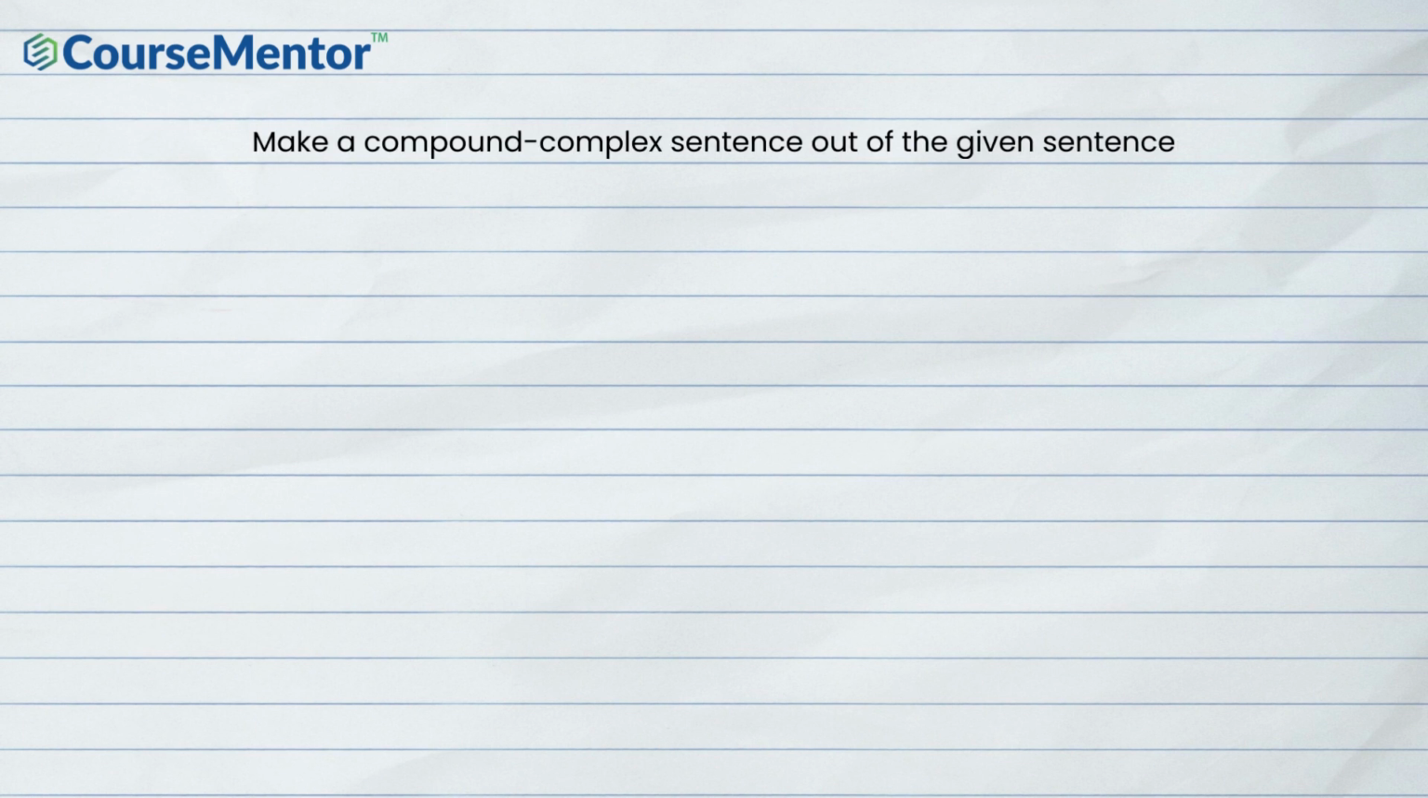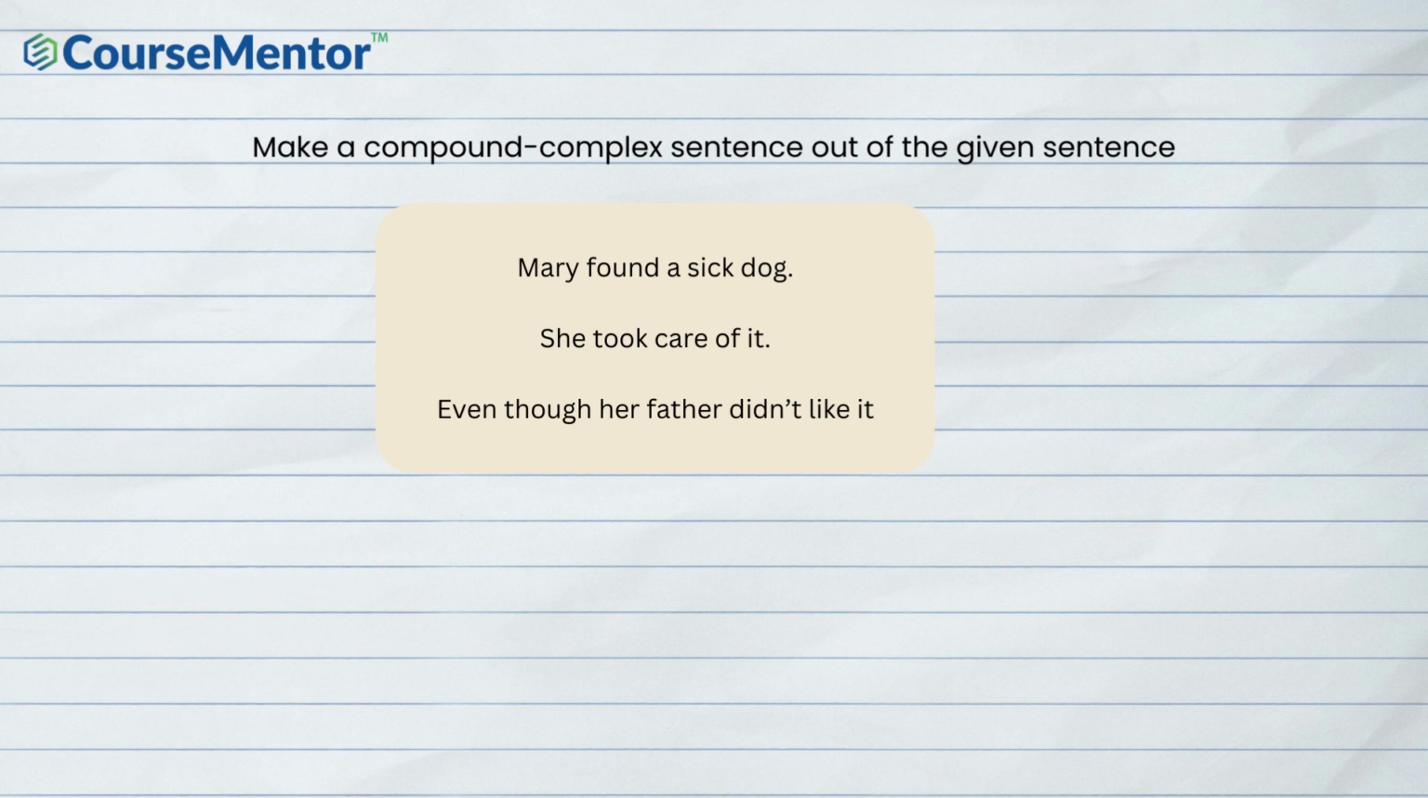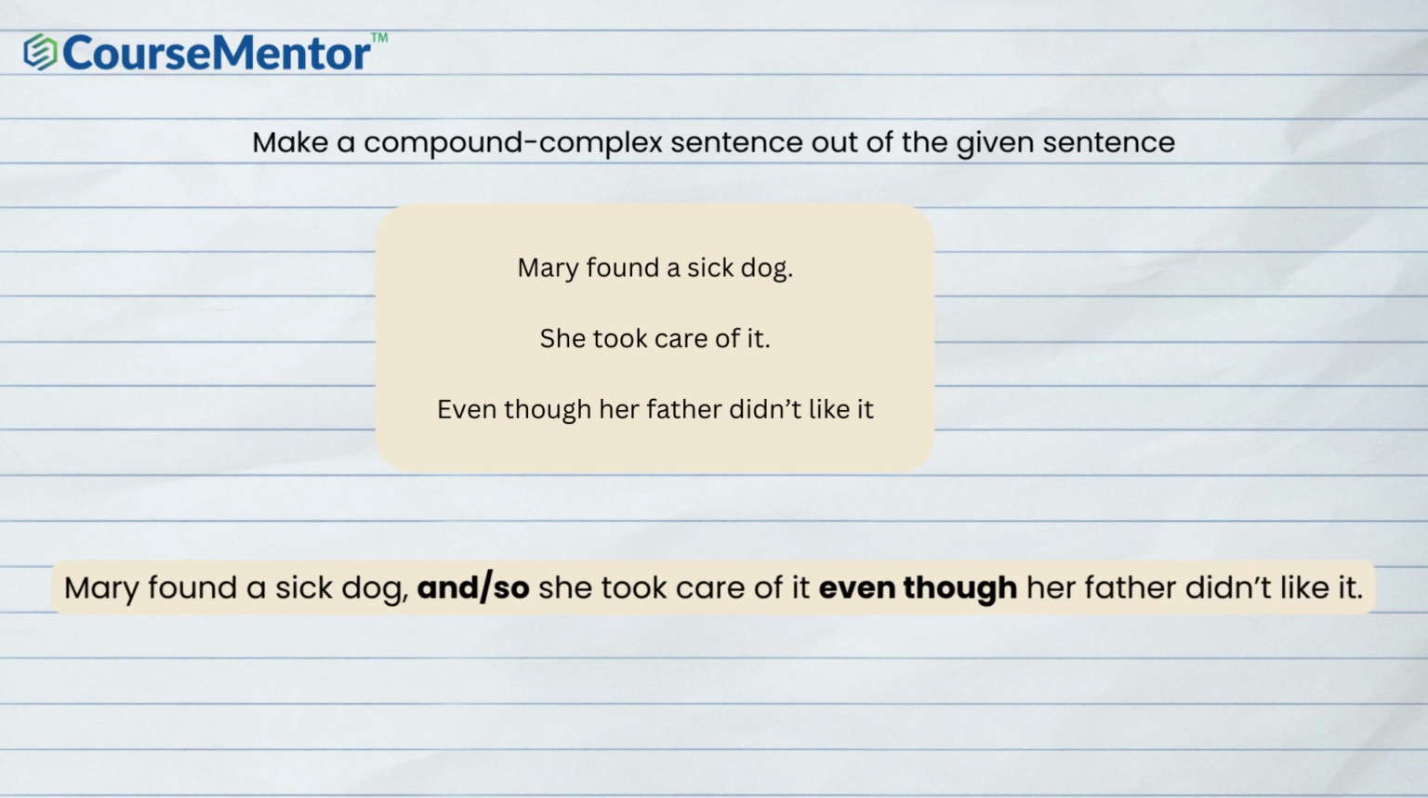Now, make a compound complex sentence out of the given sentences. Mary found a sick dog. She took care of it, even though her father didn't like it. What can be the correct compound complex sentence for this? The answer is: Mary found a sick dog, and so she took care of it even though her father didn't like it. The two independent clauses in this sentence are Mary found a sick dog, and she took care of it. Even though her father didn't like it is our dependent clause.